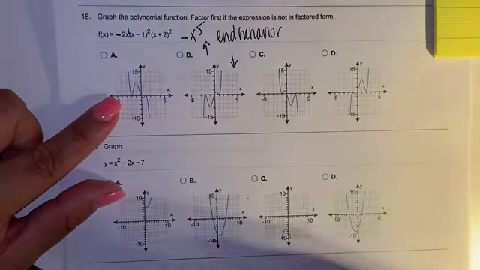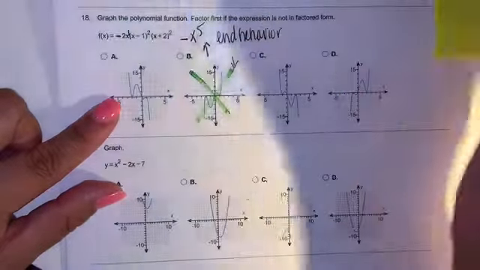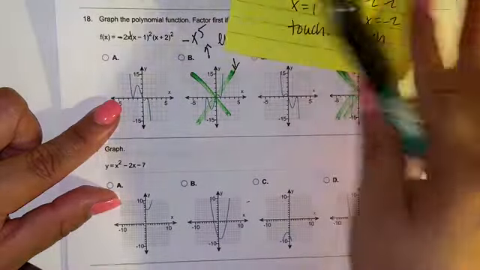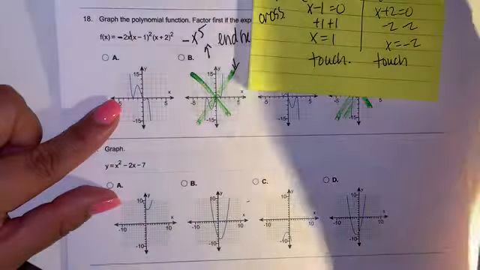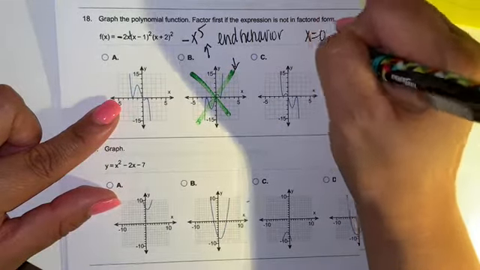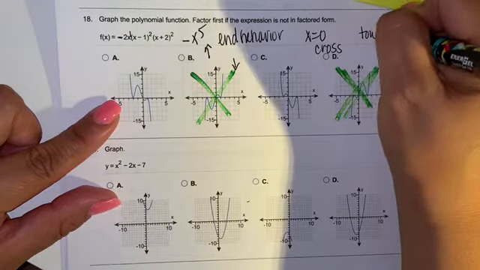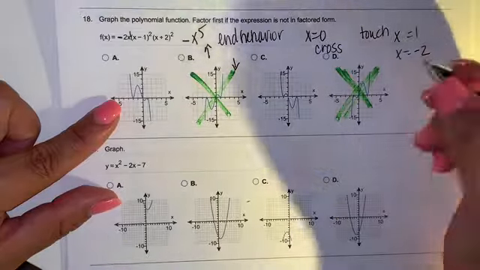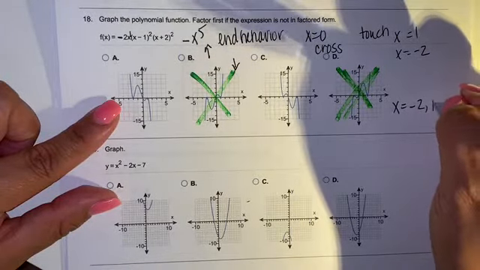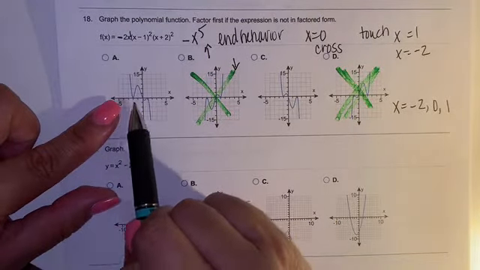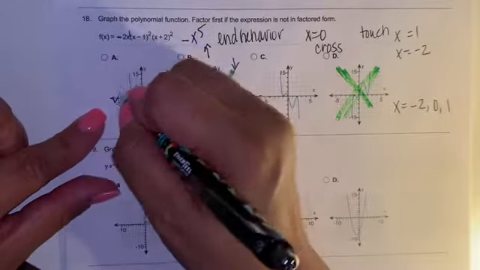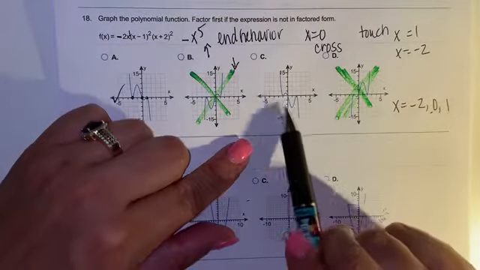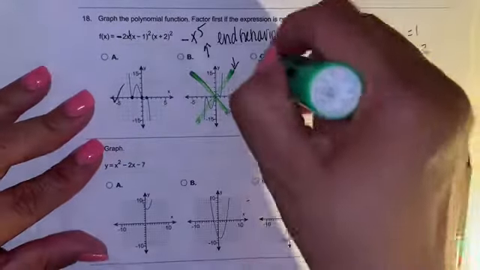So we can eliminate B and D. And let's talk about the zeros that touch and the zeros that cross. So let's write it down. x equals 0, cross, and then touch, x equals 1, x equals negative 2. So we put those in order. My zeros are going to be negative 2, comma 0, comma 1. So at negative 2, it touches. That's right. At 0, it crosses. And at 1, it touches. At negative 1, this is wrong, so your answer is A.